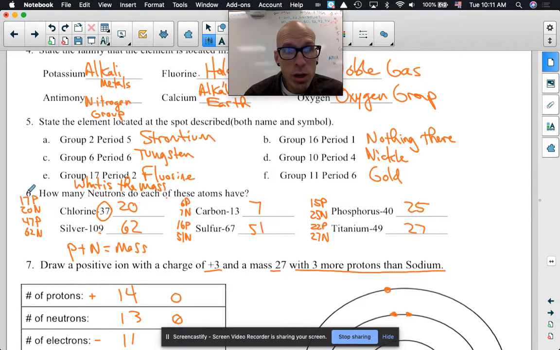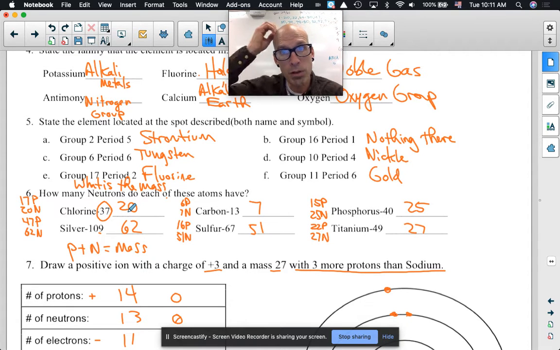Well, if you know that we're talking about chlorine and that chlorine is number 17 on the table, that means it has 17 protons. If its mass is 37, mass minus 17 protons means you have to have 20 neutrons. Because remember, these two have to add up to that. Your proton and neutron number have to add up to your total. So it has to be 20 neutrons. Plus your 17 protons gives you your mass of 37.